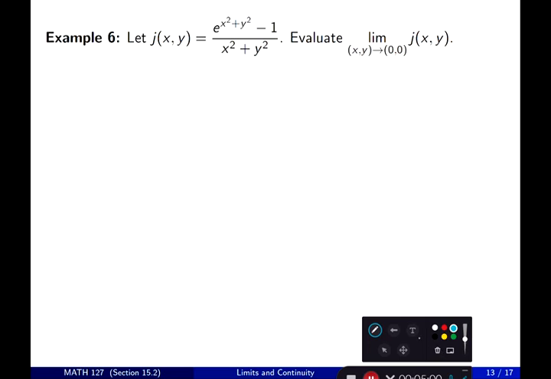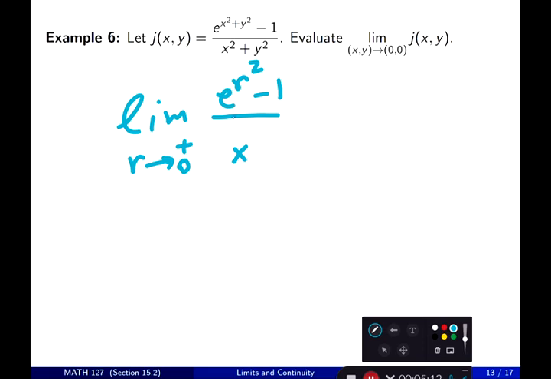Now that I have that, let's find the limit as r approaches 0 from the right side of e to the power r squared minus 1 over r squared. Sorry. From calculus of one variable, can I solve this? Let's see. Is this 0 over 0? Yes, it's 0 over 0.